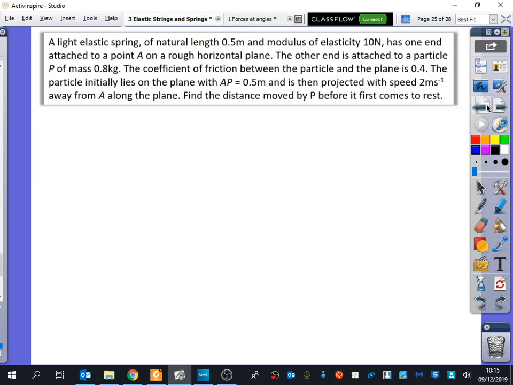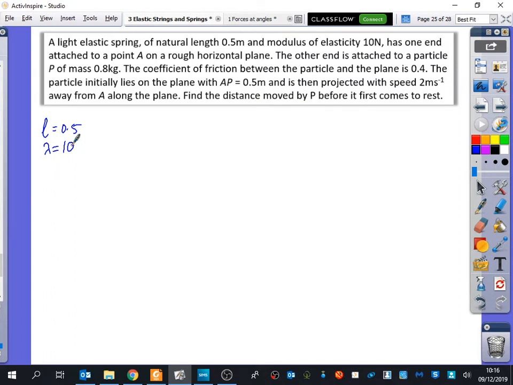Okay, good. We've got one on a slope now, I think. No, we don't have one on a slope. Yes, we do have one on a slope. Great. Oh, it's horizontal. It's a rough one as well. No, it's horizontal. I think I've got one on a slope on the next page as well. We've still got time. Okay, so we've got a spring this time. Natural length 0.5. Let's start grabbing some of the values that we've got. Natural length 0.5. Modulus of elasticity 10. Has one end attached to a point A on a rough horizontal plane.